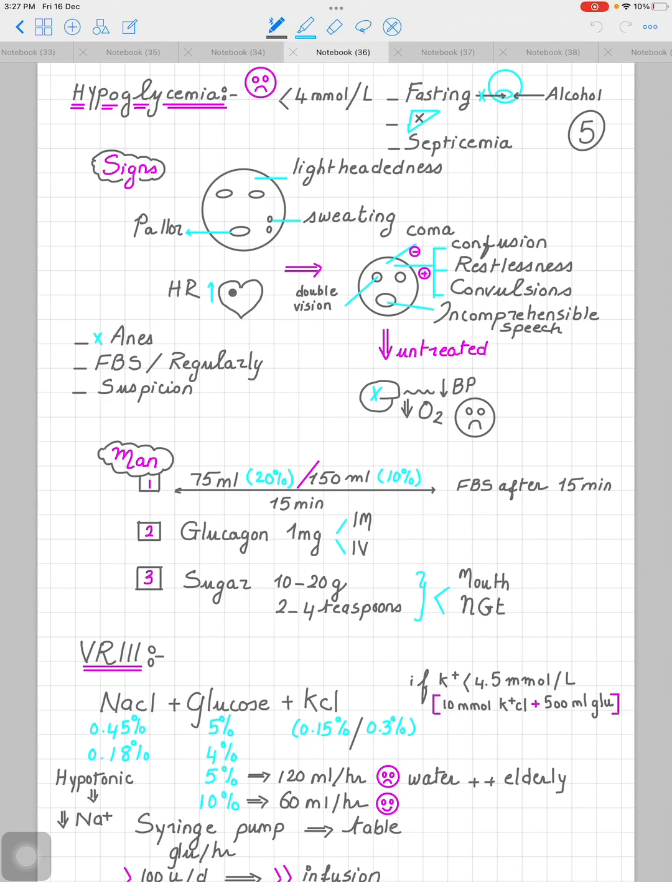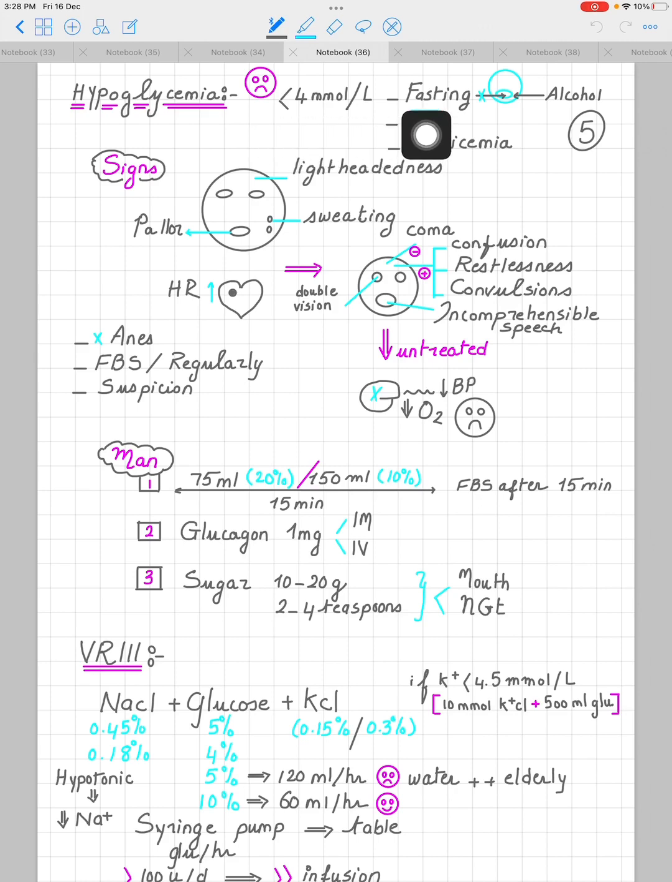Mellitus and how to manage diabetic patient preoperatively, intraoperatively, and postoperatively. This time we are going to start with hypoglycemia. Hypoglycemia, in which blood glucose level is less than 4 millimole per liter, is the main danger to diabetics.